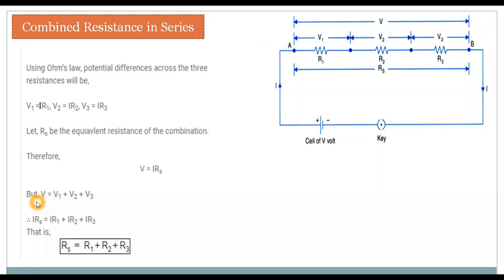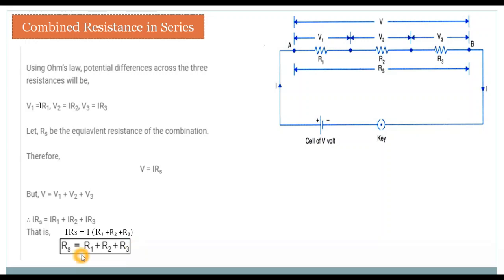Now use the value for V. V is equal to IRs, so we substitute IRs for V. Then use the value of V1, that is IR1. So we substituted IR1. Then for V2 it's IR2, and for V3 it's IR3. Now IRs, keep it as it is. Here I is common, so we write it here. Then R1 plus R2 plus R3. And now I will get cancelled out, and you will get Rs is equivalent to R1 plus R2 plus R3.